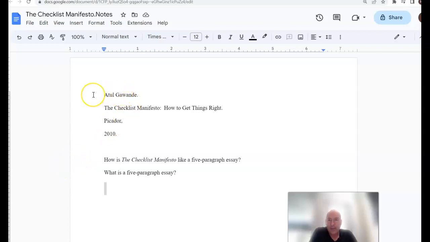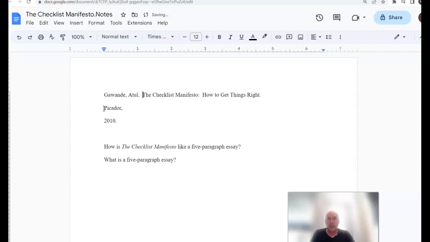So I've written out here the four items that you usually check with a book. You start off with the author. Now we have to reformulate this. It can't be Atul Gawande, even though Atul is his first name. We start with the last name. So I am going to put his name first, and then after that comes the title of the book.